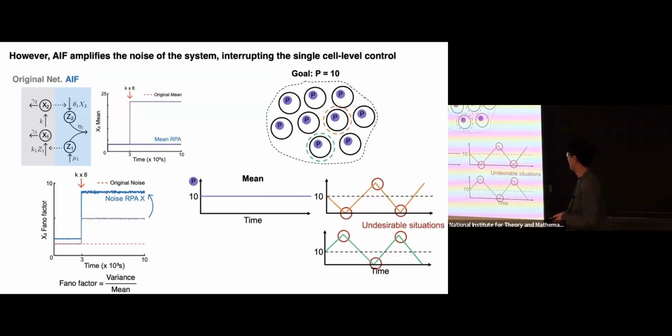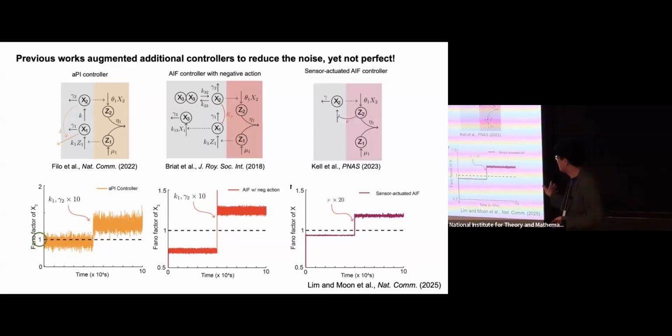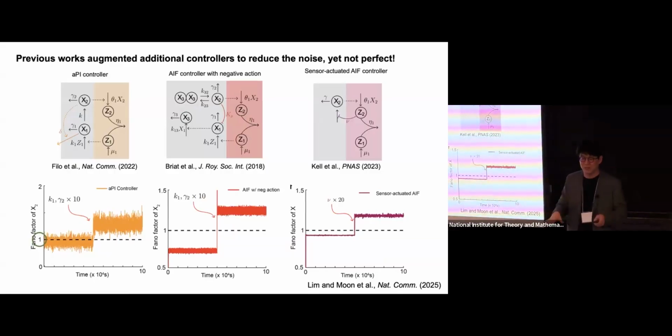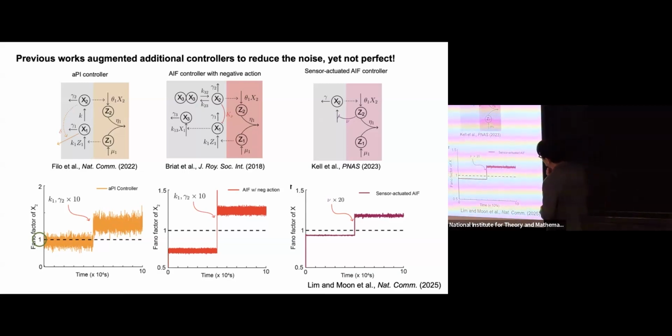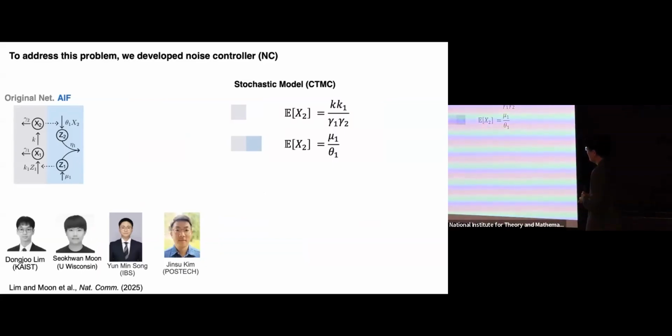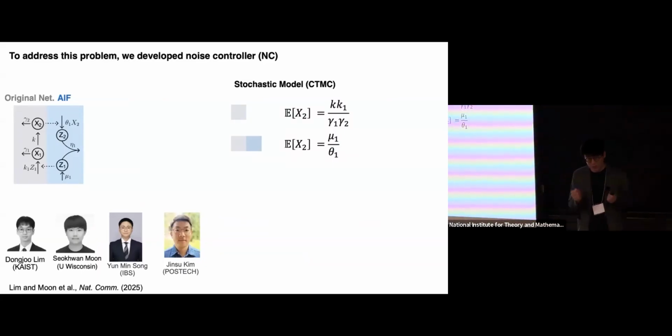Of course, this is not our first thought. There are several studies which try to reduce the noise level. But as you can see, all of these studies can reduce it, but not perfectly. So we want to overcome this problem. Let's think about how we can attack this problem, how we can control the noise level.